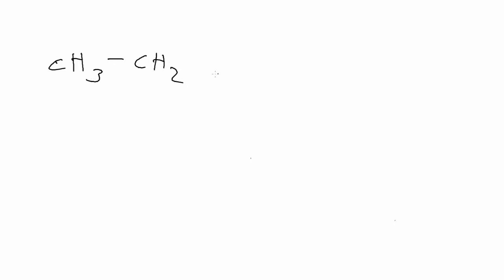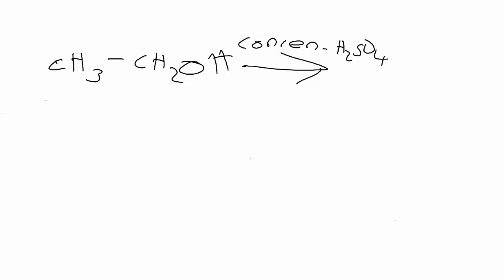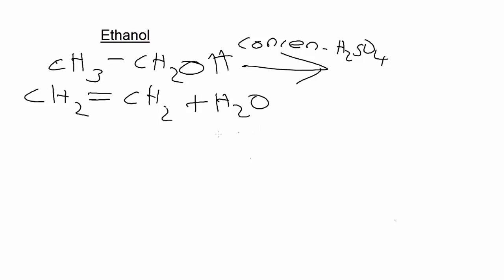Next we move on to the reaction of ethanol at 440 Kelvin with excess concentrated sulfuric acid. You will get an unsaturated compound. According to the equation, CH3CH2OH with concentrated H2SO4, that's sulfuric acid, will give rise to CH2=CH2 plus H2O. Here you can see that sulfuric acid acts as a dehydrating reagent.